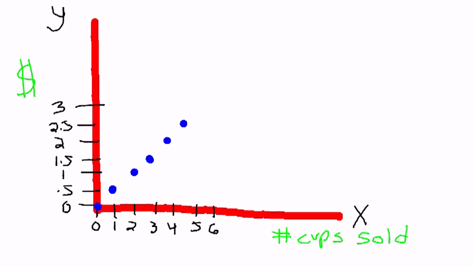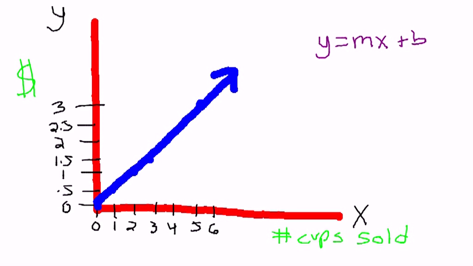Now, as we said before, the more cups you sell, the more money you make. So, we know that this goes on forever. So, I'm able to connect all these points and draw an arrow at the end. So, what does this graph tell us? Well, we learned before that the equation of a line is y = mx + b, where y and x are the variables we already discussed, m is the slope, and b is the y-intercept.